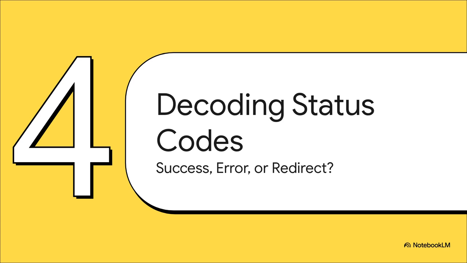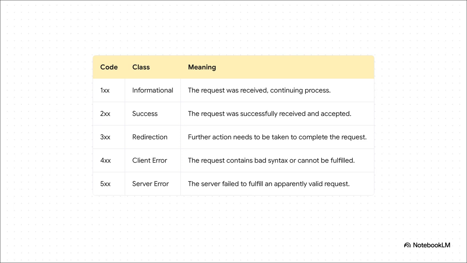Okay, let's circle back to that first piece of the reply I mentioned, the status code. This little 3-digit number is a huge deal. It's the server's instant feedback, telling your browser right away if the request was a success, a total failure, or something in between. And these codes are all organized into 5 main categories, which actually makes it pretty simple.